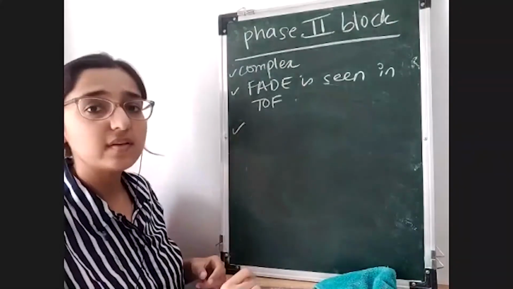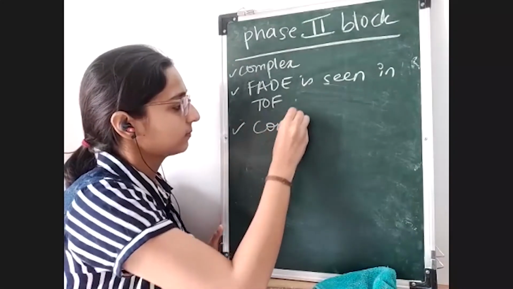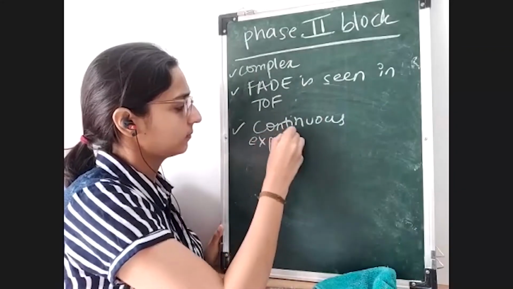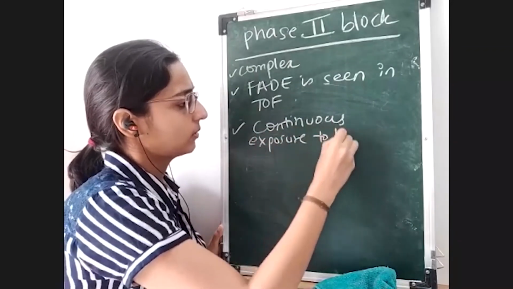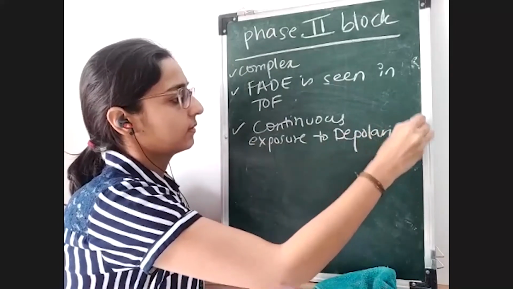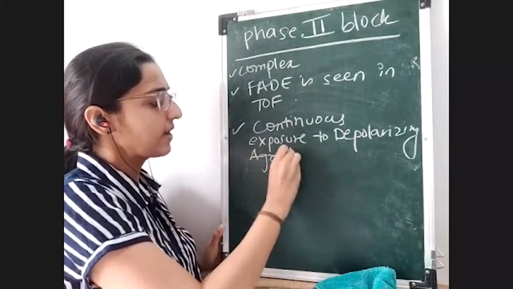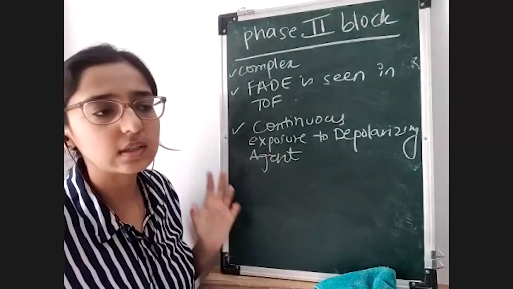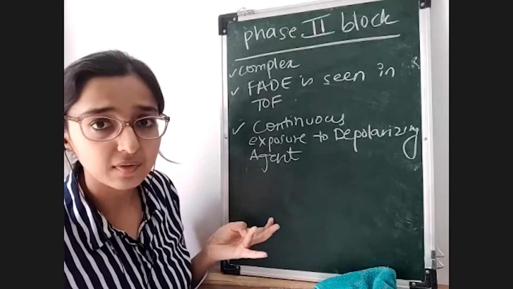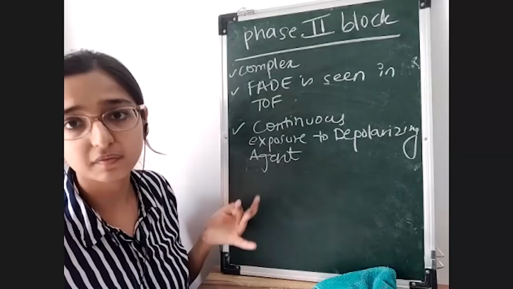So when will phase 2 block occur? It will occur when there is a continuous exposure to a depolarizing agent. All right. So if I give a patient succinylcholine constantly, in a concentrated form, beyond a safe dose limit, that is the time I will risk putting the patient in a phase 2 block.